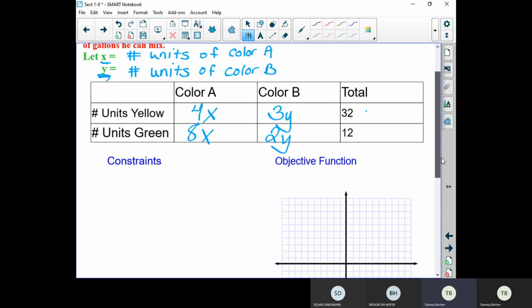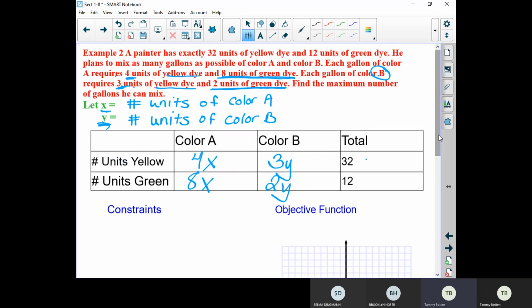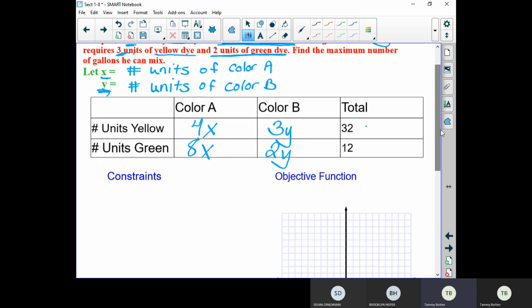Now, when you're doing these, they're asking us what is the maximum number of gallons he can mix. So his objective function, f of x, y, he just wants to maximize how many gallons he's going to have, and that's just going to be x plus y. X is how many of color A, Y is how many of color B. Now for our constraints.